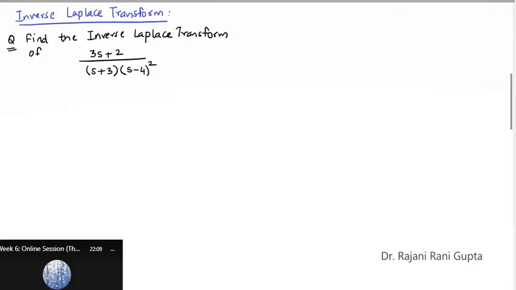So we will see here how to find the inverse Laplace transform of this function. Now what we can see here, in the denominator we have terms in product: s plus 3 with a linear power, and s minus 4, which is a repeated factor twice.